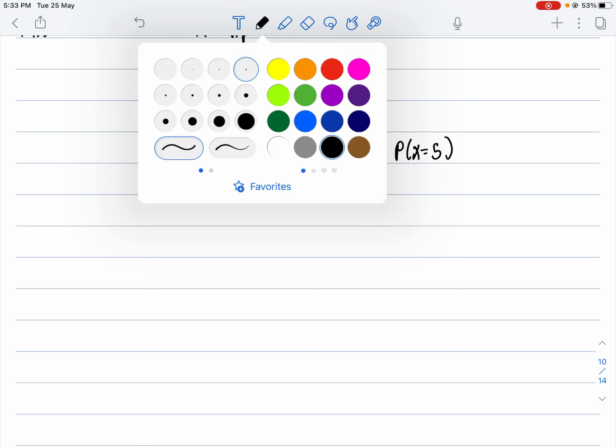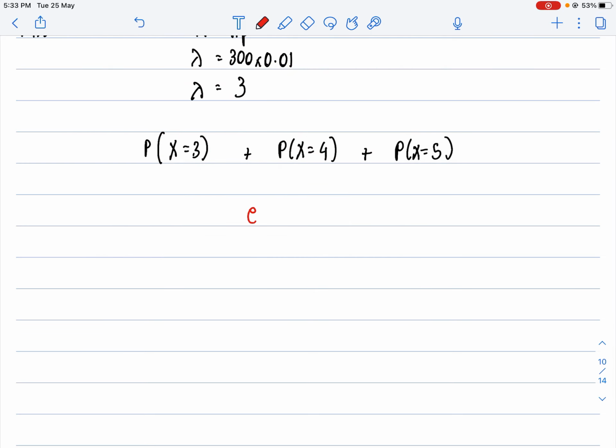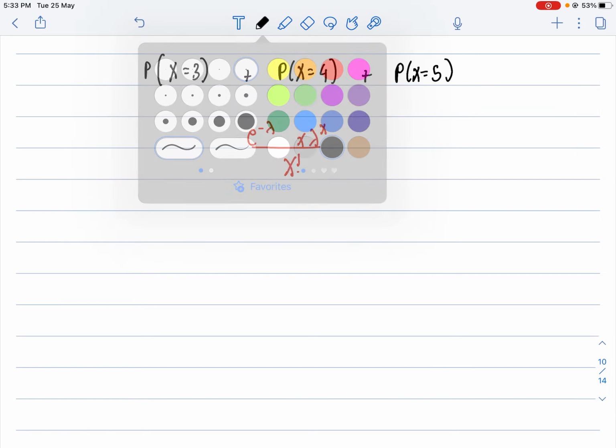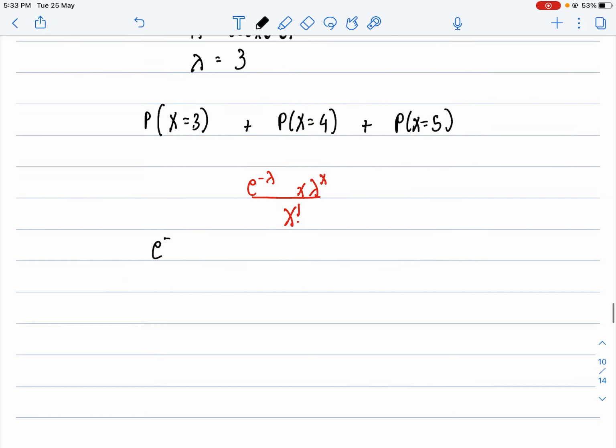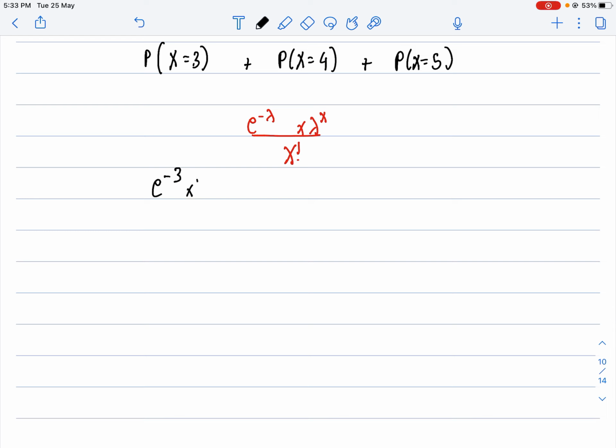Now the formula we know for Poisson is simply e raised to minus lambda into lambda raised to x over x factorial. Now what we can do is, we can write this as e raised to minus, I know my lambda is 3, into 3 raised to 3 over 3 factorial plus e raised to minus 3 into 3 raised to 4 over 4 factorial plus e raised to minus 3 into 3 raised to 5 over 5 factorial.